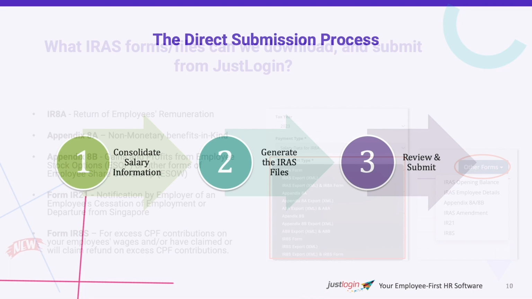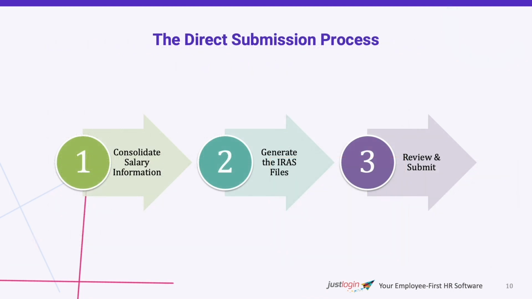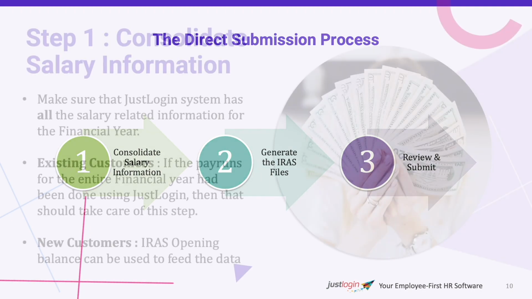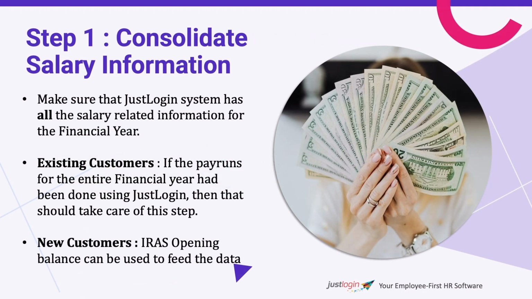The process in submitting tax file, or this direct submission process, is first, need to consolidate salary information. This is when you generate reports and cross-check information. Second, generate the IRAS files. Lastly, review and submit. There might be errors in between found, and this is more of the employee information, or could be a missing information. This consolidate salary information is for you to verify that JustLogin's system has all the salary-related information for the financial year based from your pay run.